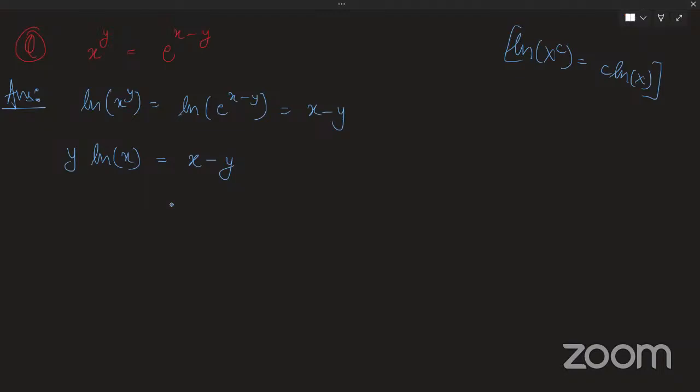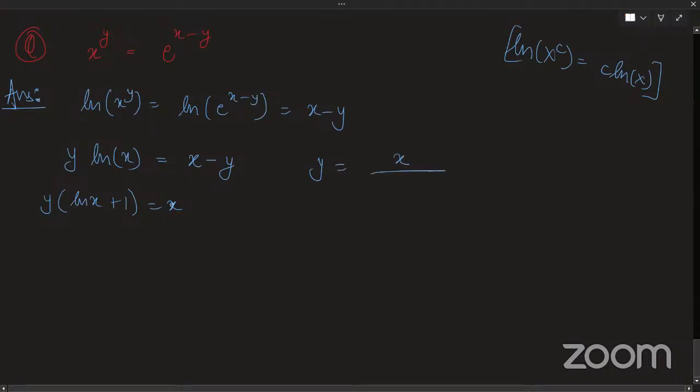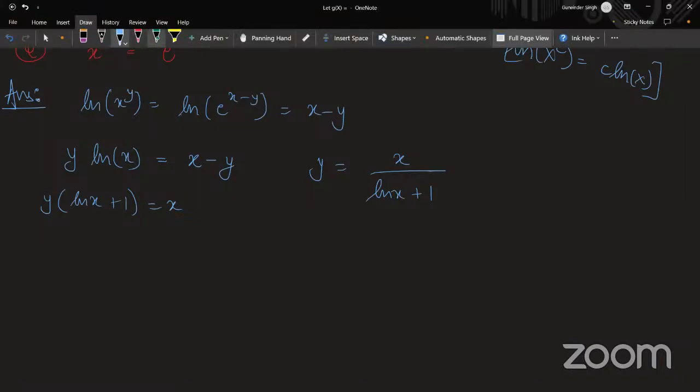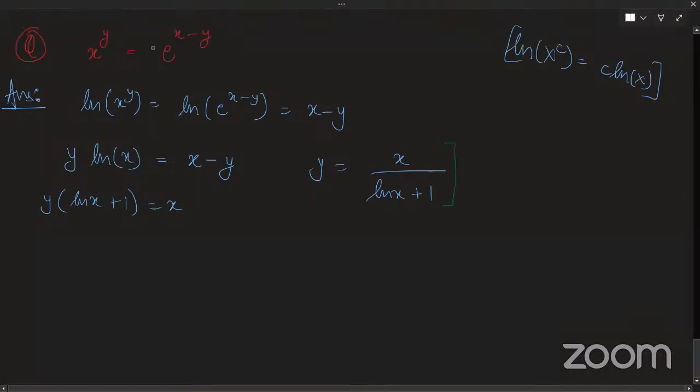So can we write our y in terms of x? How can we do it? I'll just bring it to this side. It can be written as y into ln x plus 1 is equal to x. So my value of y becomes x divided by ln x plus 1. Right, everyone? Yes, sir. This is correct. Got this? Yes, sir.